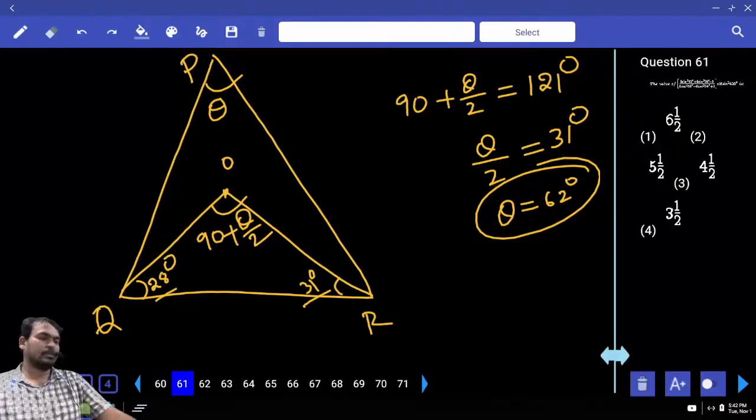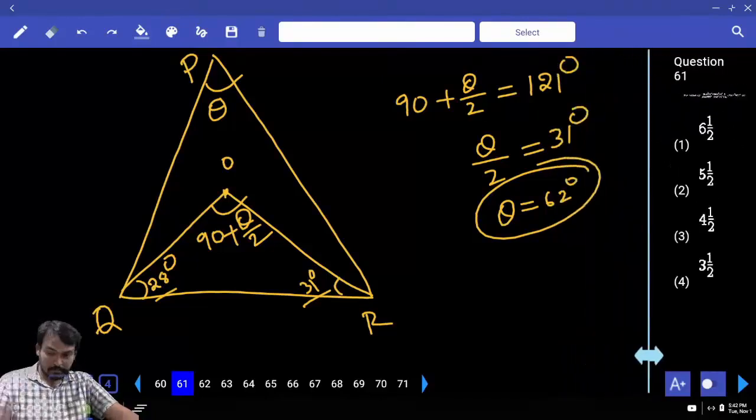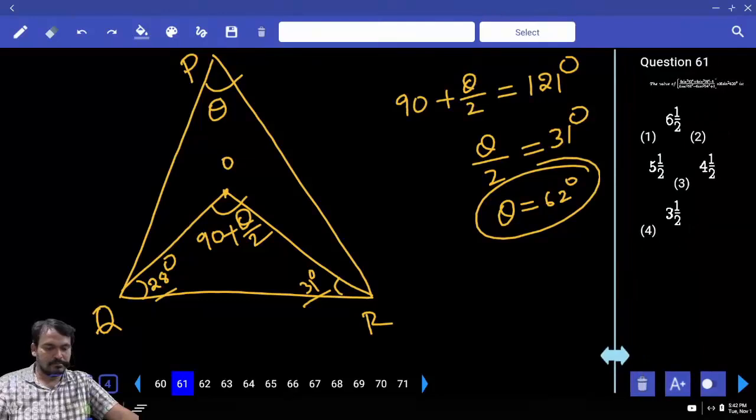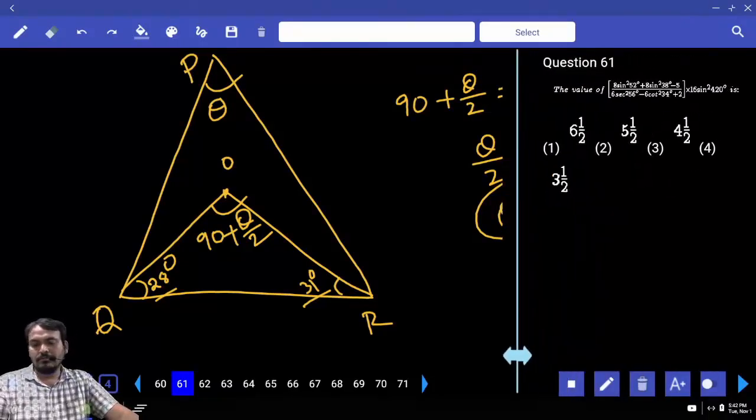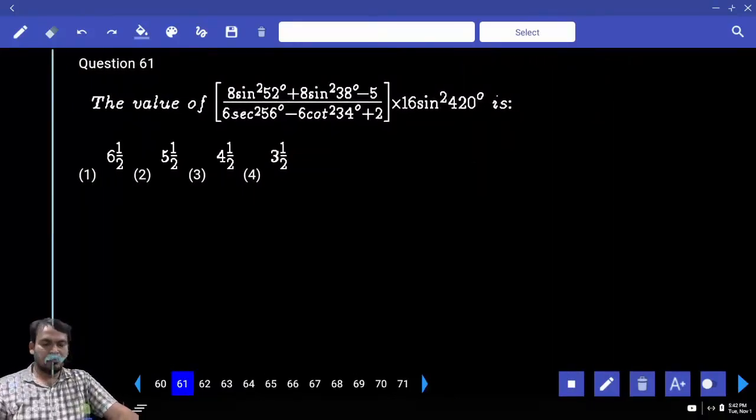Next question number 61. The value of 8 sine square 52 plus 8 into sine square 38 minus 5 by 6 into secant square 56 minus 6 into cot square 34, divided by 6 plus 2 into 16 into sine square 420.